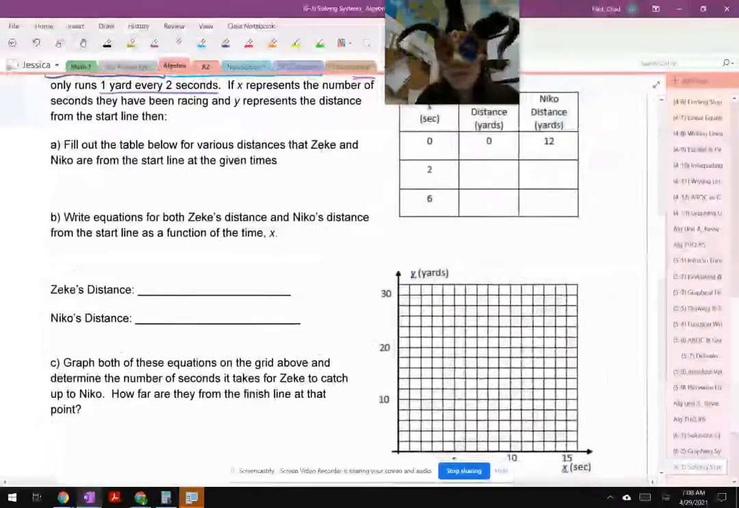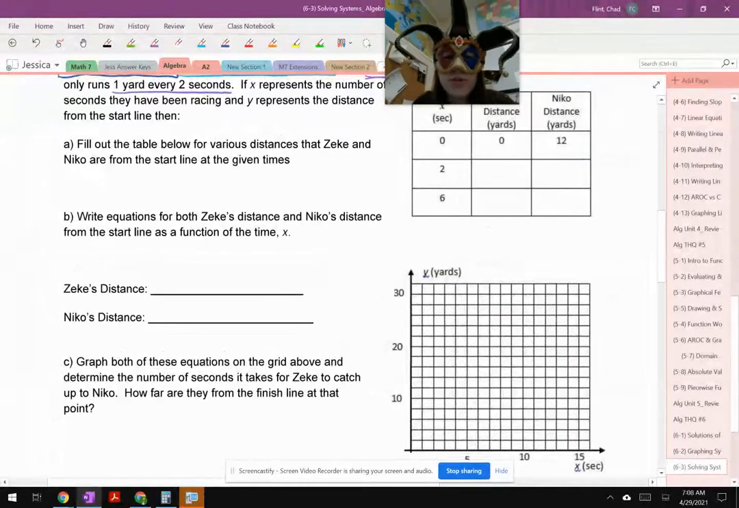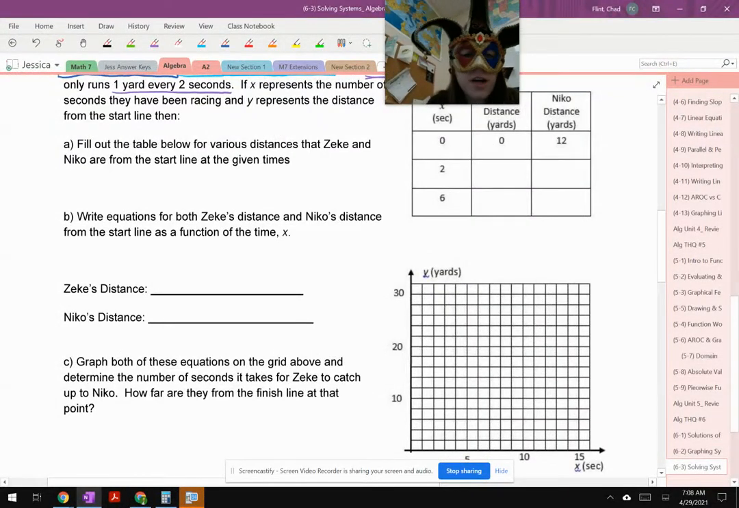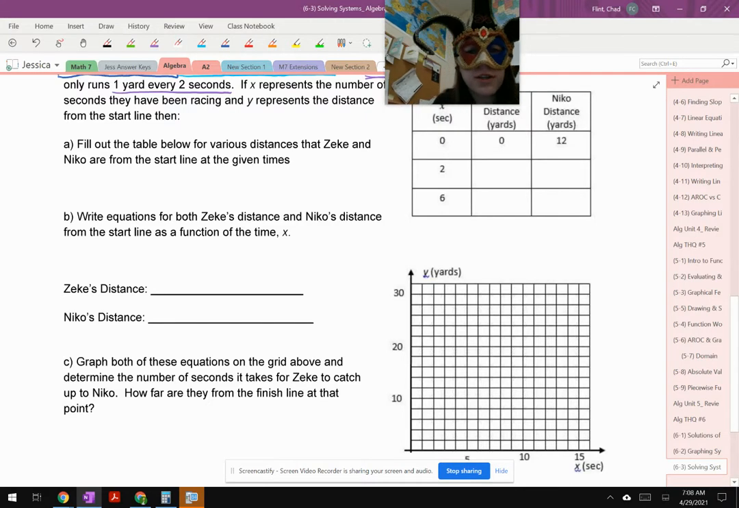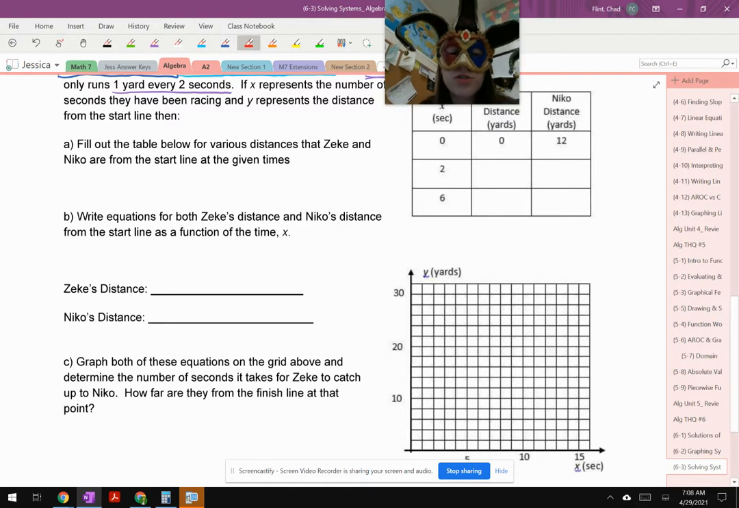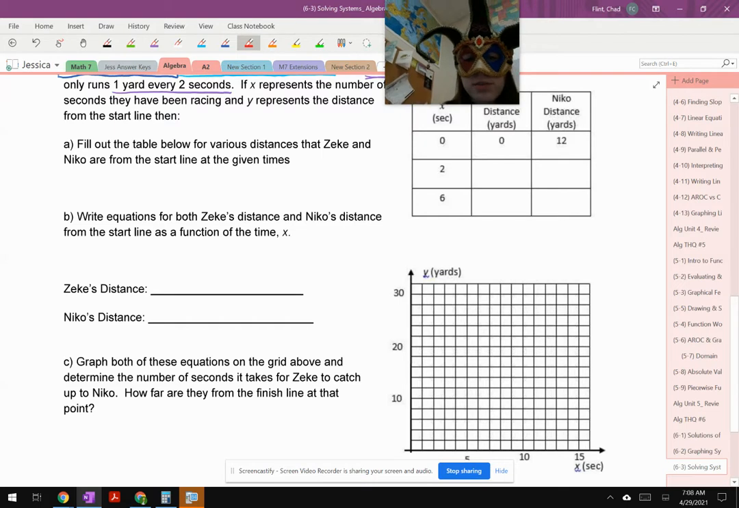Okay, so this is similar to our first problem, just a little bit more involved with a table and a graph. You can start by filling out the table, or you can start by writing the equations. I'm more of an equation person, so I make the equation and then use it to fill in the table. However, if you're more of a mental person and can think it through, go ahead and fill in the table first.